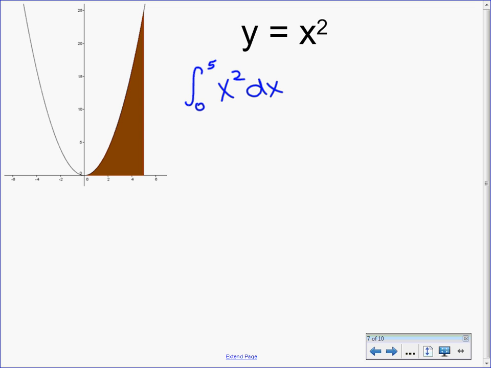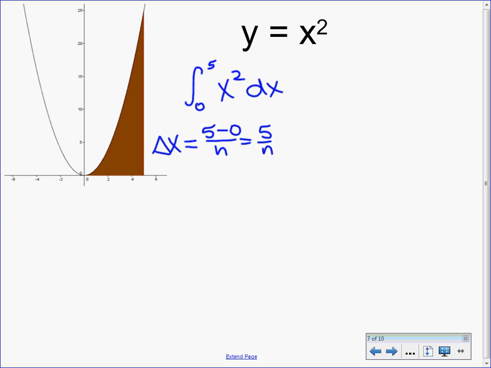So, now we need our delta x and our x sub k. So our delta x, how do we find it? b minus a over n, so 5 minus 0 over n. So our delta x is 5 over n. That's how wide each of our rectangles are, 5 over n.